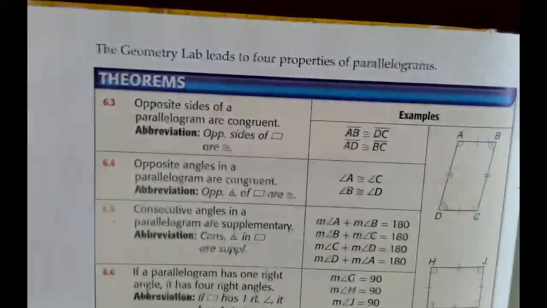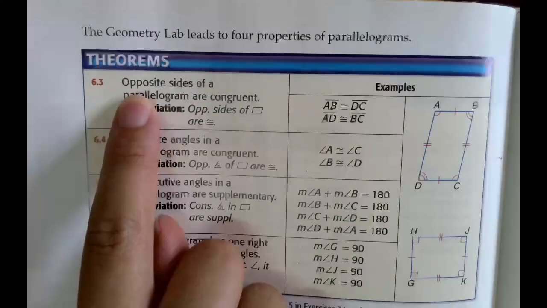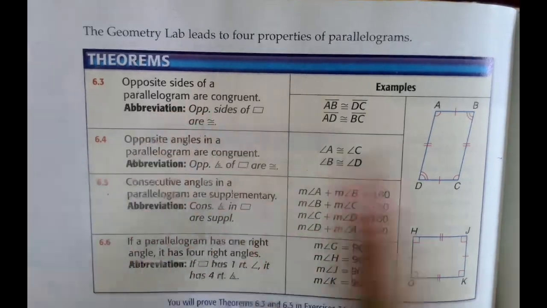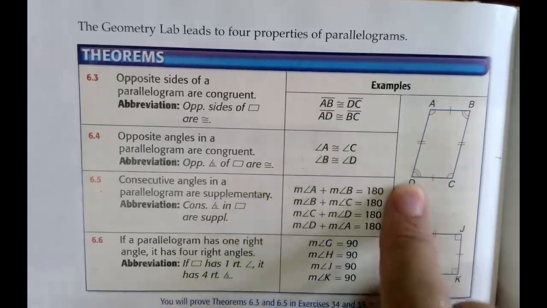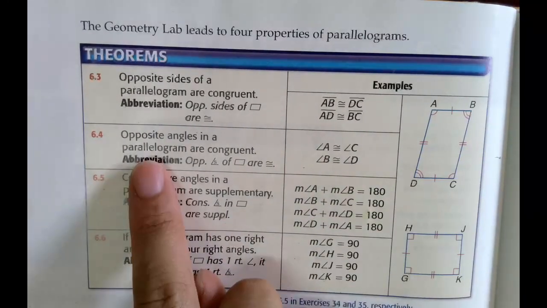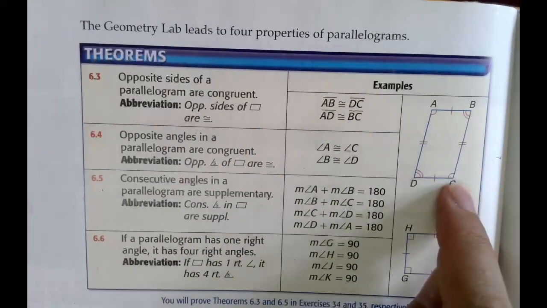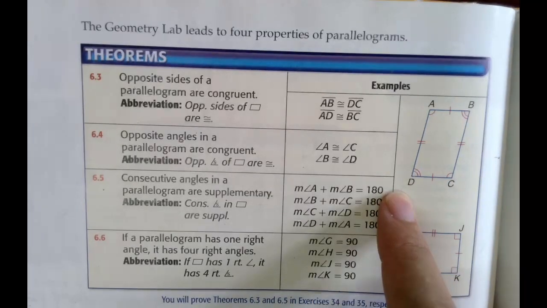Then we have some properties of a parallelogram. So first of all, the opposite sides of a parallelogram are congruent. So here we see that AB is congruent to DC and AD is congruent to BC. We also know that opposite angles in a parallelogram are congruent. So angle A here is congruent to angle C and angle B is congruent to angle D.